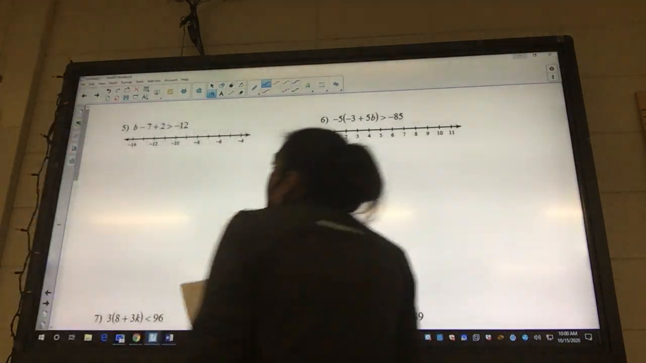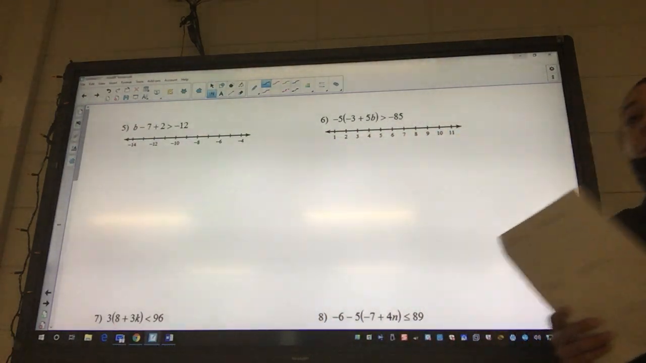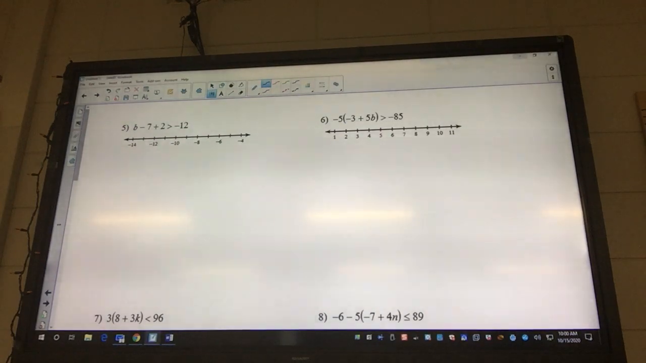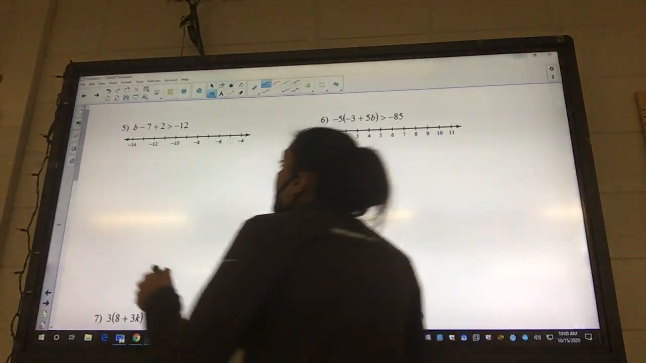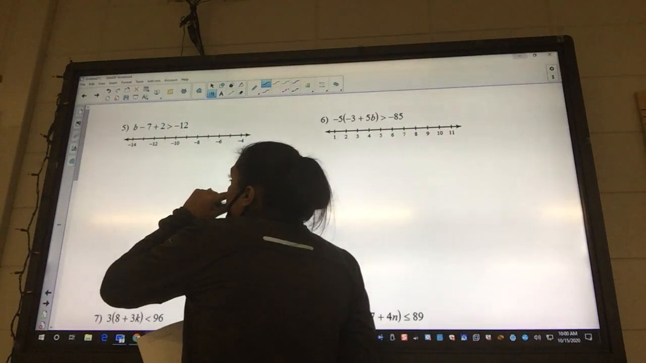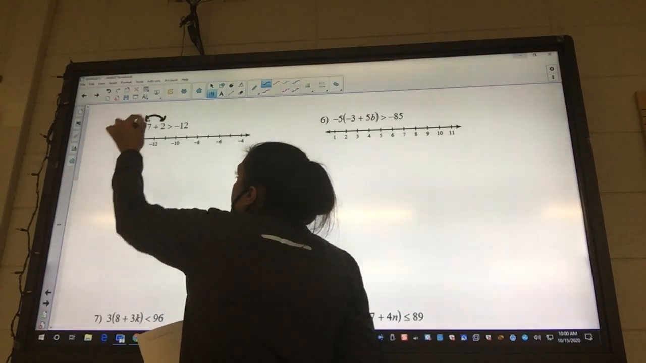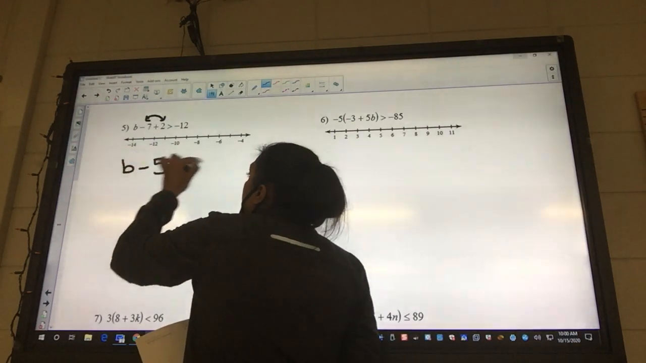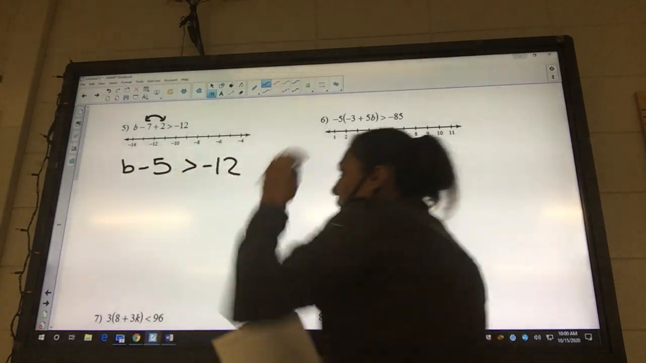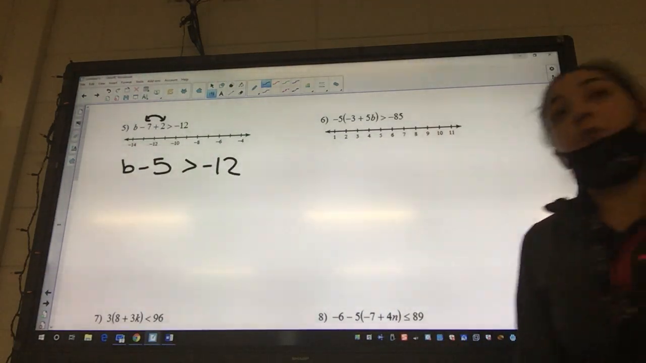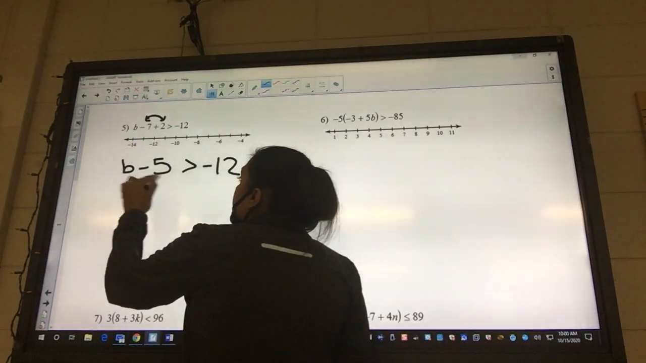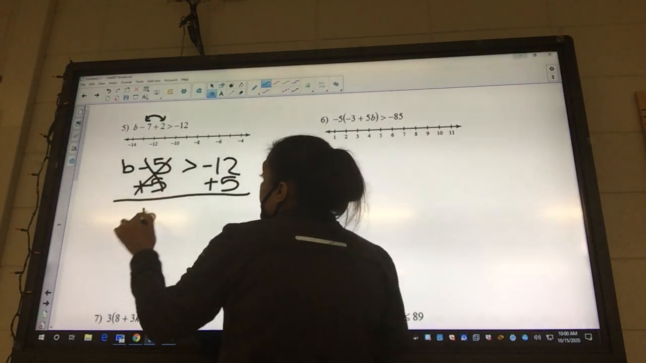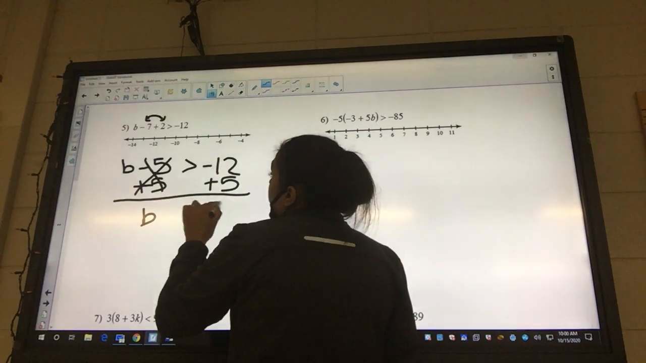Okay, let's look at 5. Do we need to distribute? Yes. Okay, what can we combine? The negative 7 and the 2 to give me negative 5. Okay, add or subtract the kid. Seven.